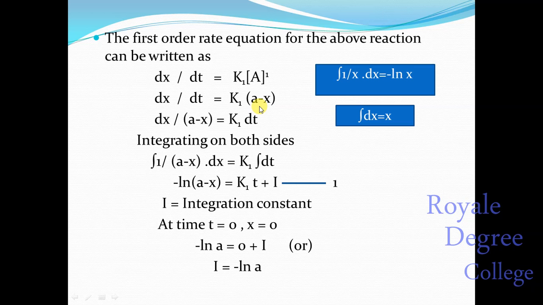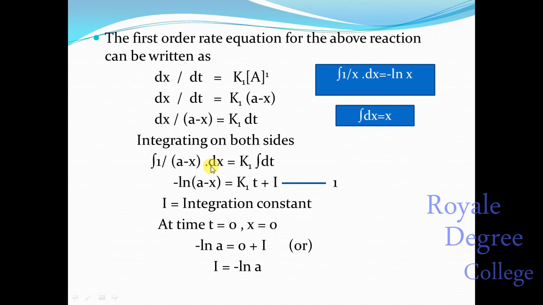So we are bringing this a minus x to the other side of the equal sign. So we are writing here dx by a minus x, and this dt we are bringing to that side. So we are getting here it is equal to K1 dt. Integrating on both sides, like this we are writing.